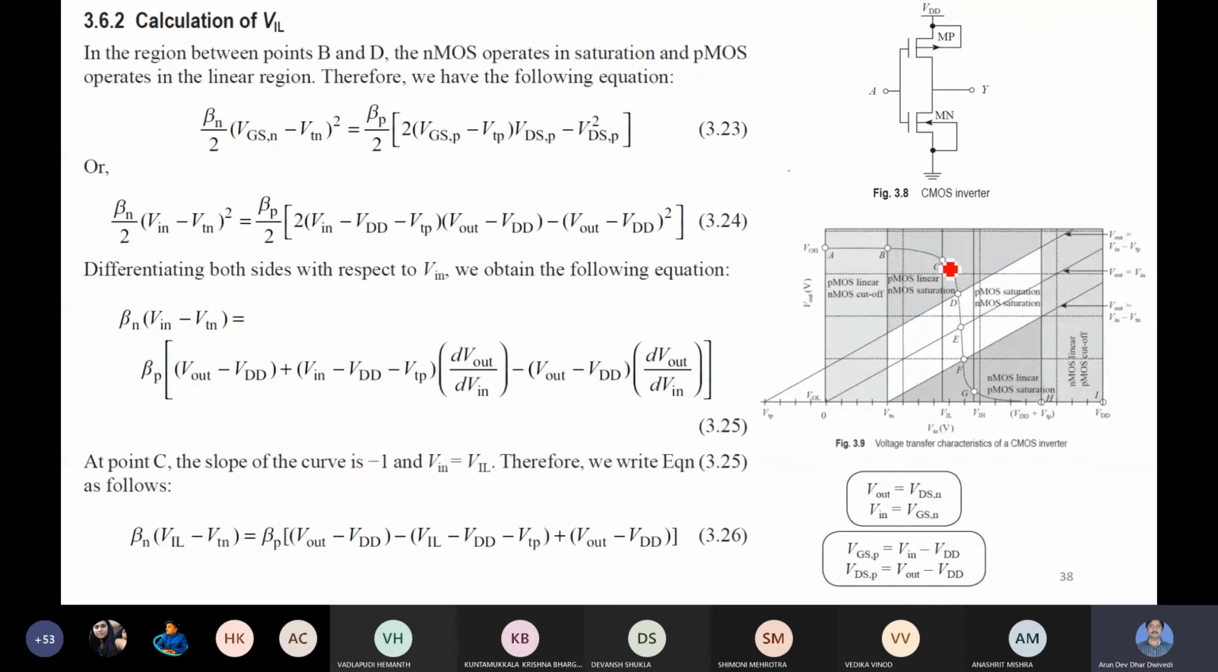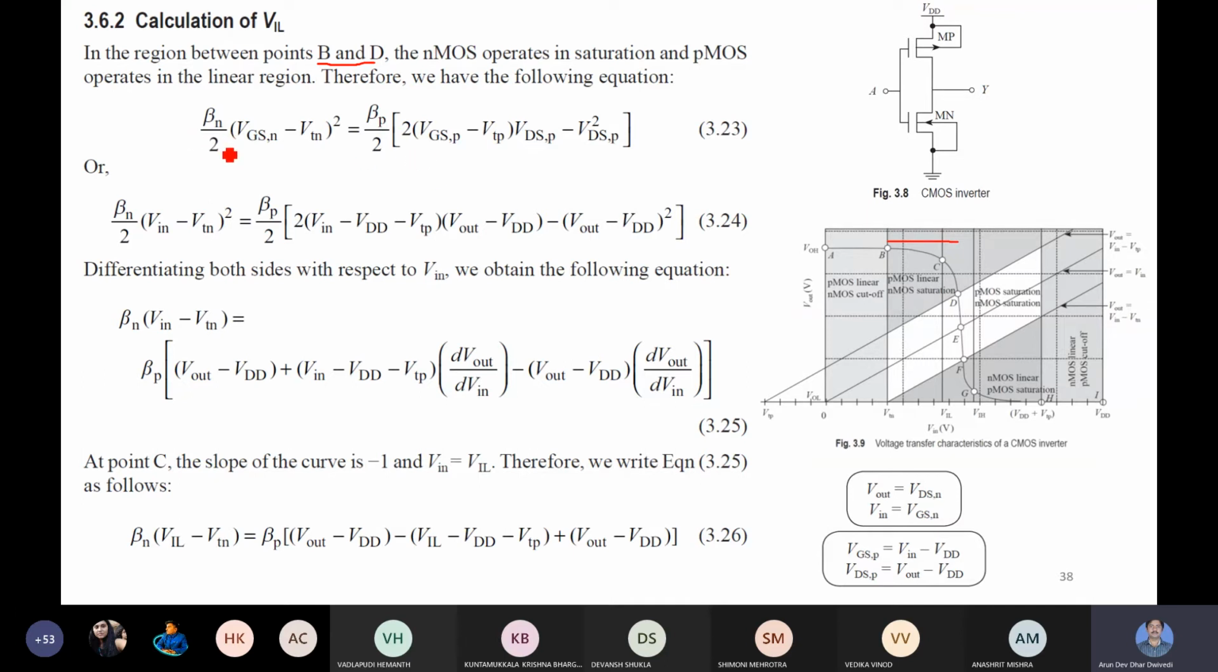If you are up to D, not more than that, up to this region B to D, the situation is that the PMOS transistor is in linear region and the NMOS transistor is in saturation region. In this case the currents in the PMOS and NMOS will be equated. So for the NMOS the saturation region equation will be used, and for the PMOS the linear region equation will be used.